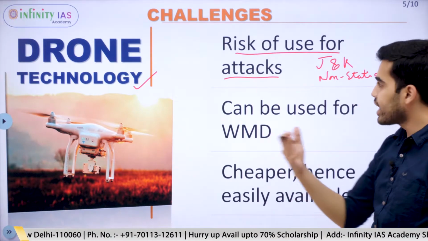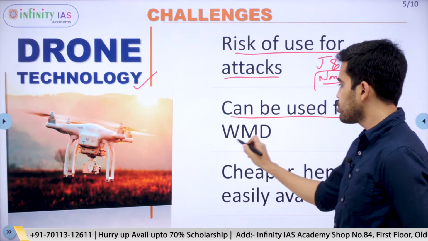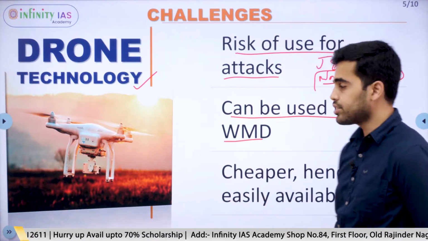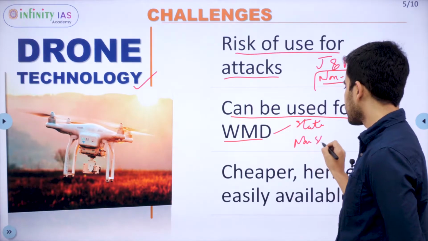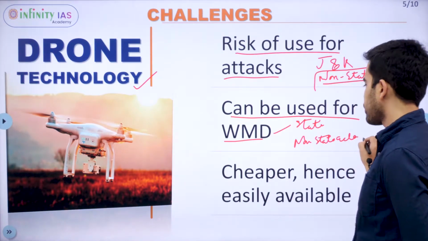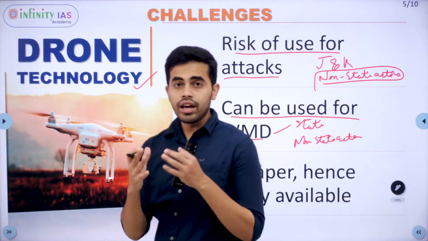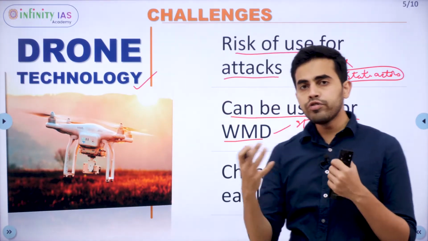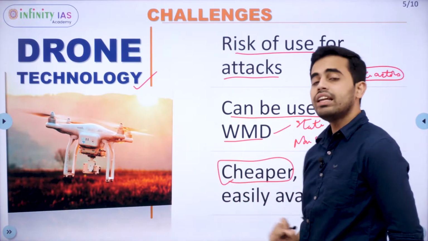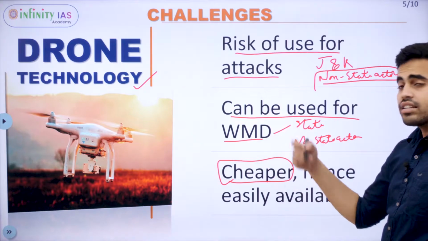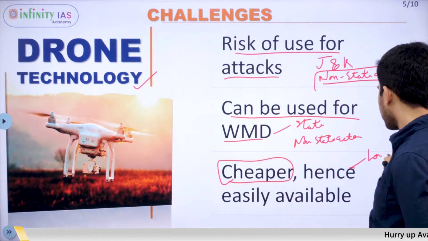That is terrorists or extremists, non-state actors. Drones can also be used to carry weapons of mass destruction. It can even be used by state actors or non-state actors. Then comes, drones are cheaper. As we have seen, the smaller drones which weigh only 250 grams, or even 2 kgs or 1 kg, are very cheap and very freely available in the market. So such things can be procured by people to carry out attacks, for example, lone wolf attacks.